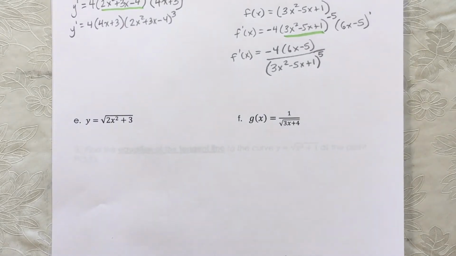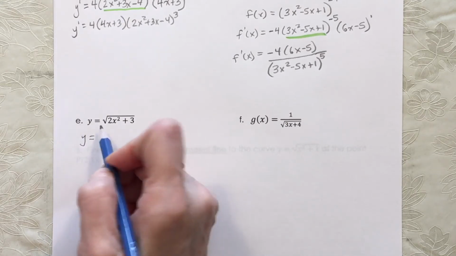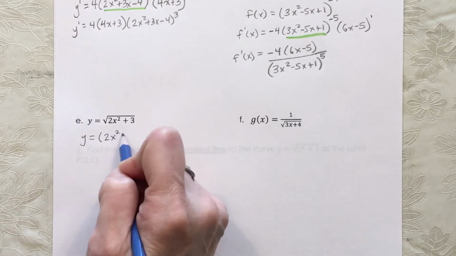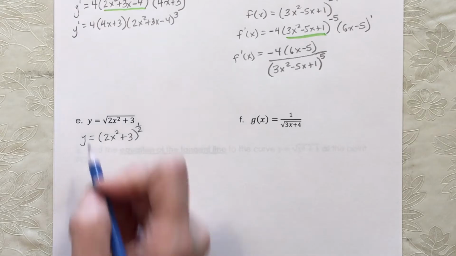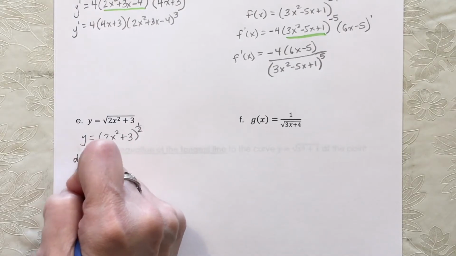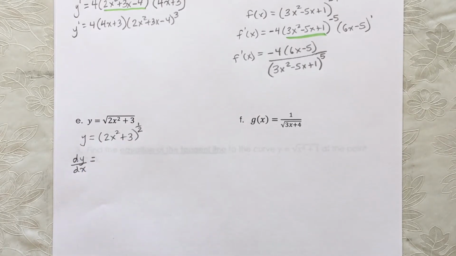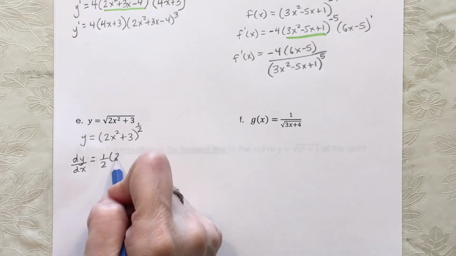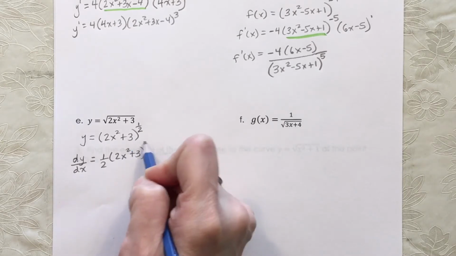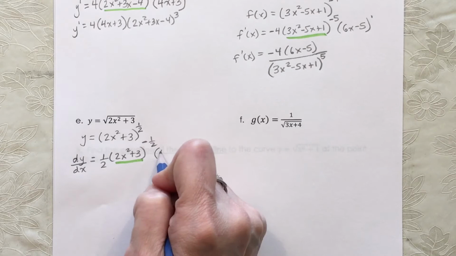Okay, on to E. So again, for this one, it's not as a power function yet. It's not something to an exponent, so we want to rewrite it as 2x squared plus 3 to the half. That's just y. Now we want to find, I'll just say dy by dx this time instead of y prime. I mean, they mean the same thing, so it doesn't matter, but just to show you that you can use either. So first we're going to do the outer derivative. So a half, exponent comes down, 2x squared plus 3 to the -1/2. That's the outer derivative. And then we're going to multiply that by the inner derivative, the derivative of what's inside. So that's going to be 4x.